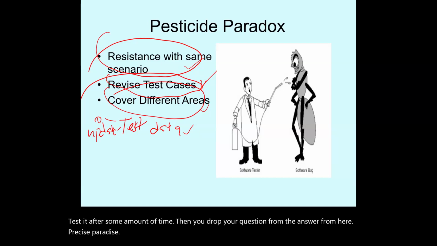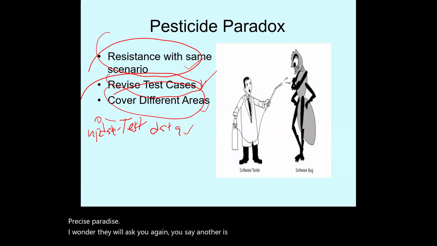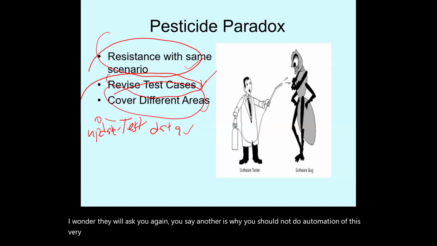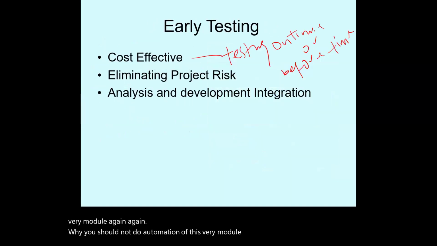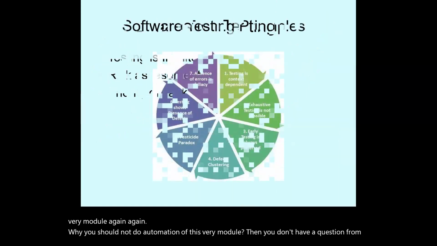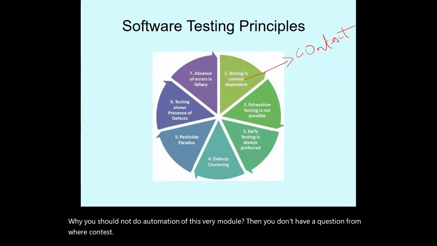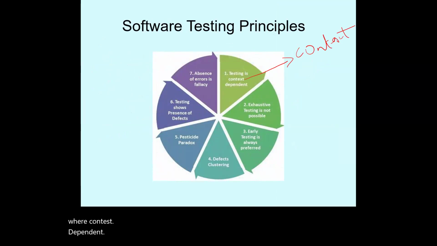Another is, why should you not do automation of this very module again? Then you derive your answer from where? Context dependent. Because the UI keeps on changing. If I were to automate, I won't get the right results.